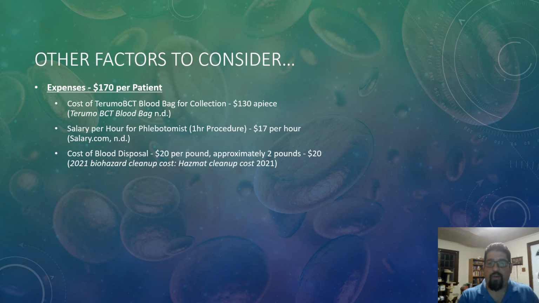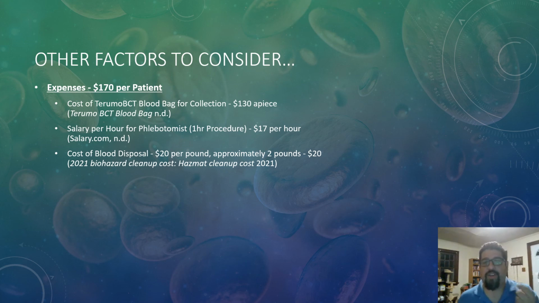It's about an hour-long procedure, because between the time they walk in the door and you screen them, till you draw their blood, make sure they're fine, let them go home, rebook them for the next appointment, and then finish up your paperwork, it takes about an hour. Some people a little bit longer, some people a little bit quicker. An hour is a great way to look at that. And $17 an hour is the average salary for a phlebotomist according to salary.com, so we're just going to go with that.